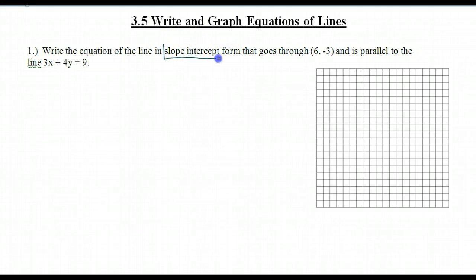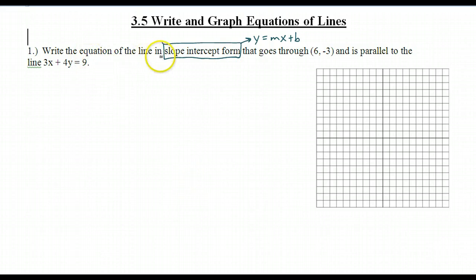Slope-intercept form is a way to write the equation of a line that makes graphing extremely easy. The slope is the coefficient of the x value, and whatever's being added or subtracted from this x portion is your y-intercept, hence the name slope-intercept form.